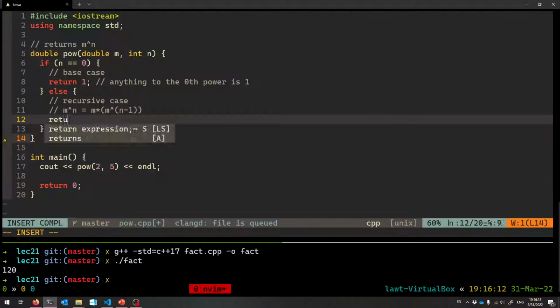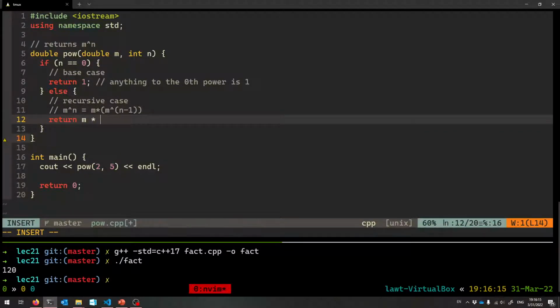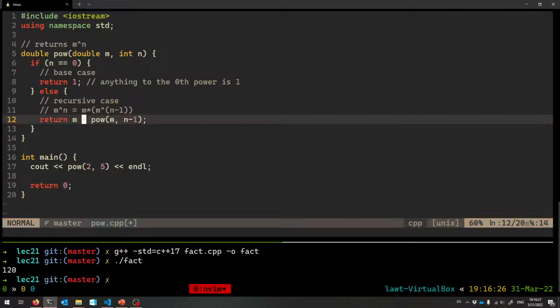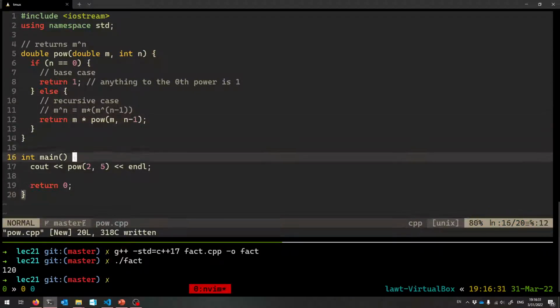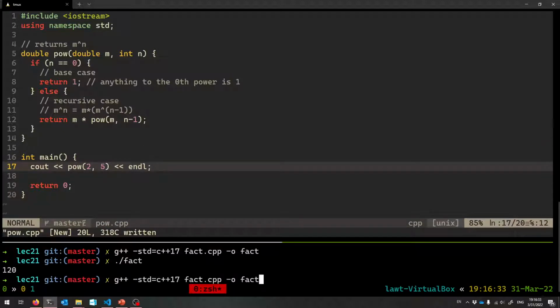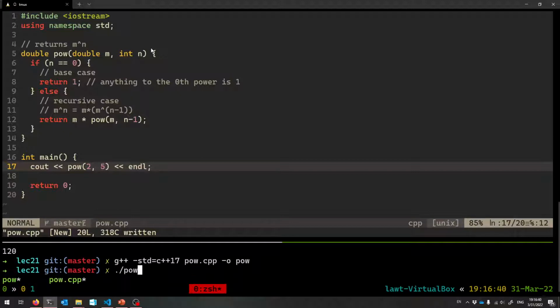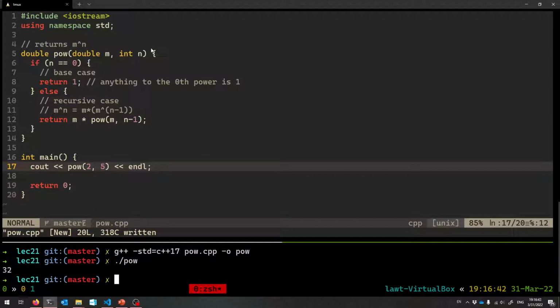So return m times, well, how do I compute m to the n minus 1? You just use the magic of recursion and call your own function. Assume that this smaller call is going to work. As long as you build up the answer correctly, it will have worked. So that's the answer there. 2 to the power of 5. Let's check what that is. 2, 4, 8, 16, 32, according to my fingers. And yes, it's going to compute 32 correctly.